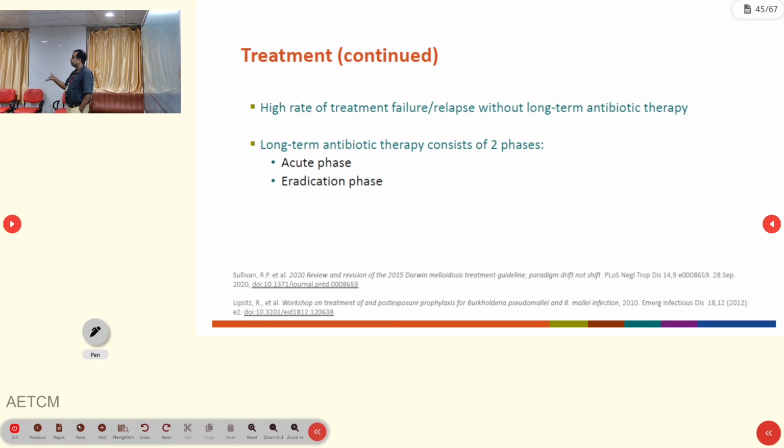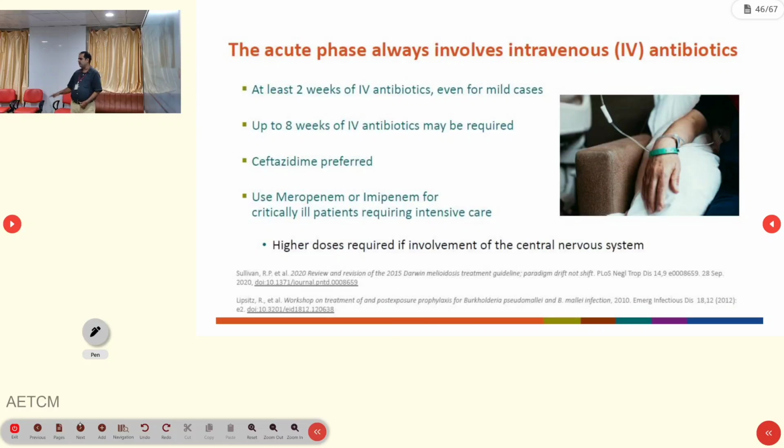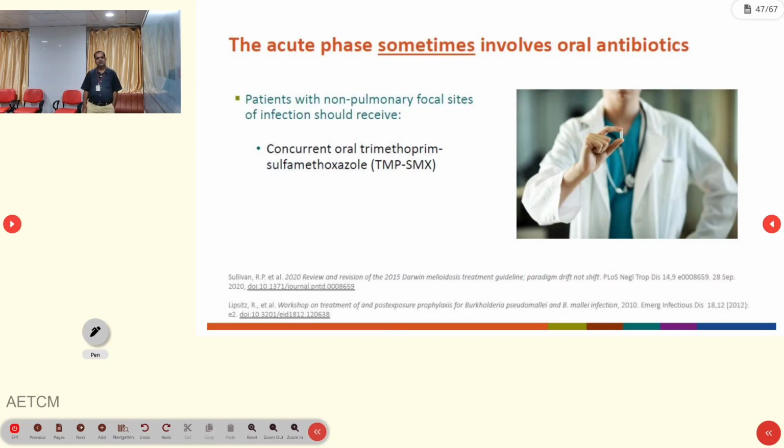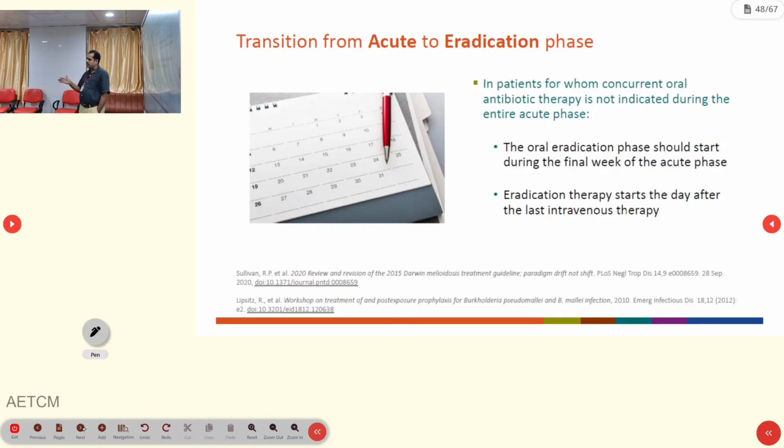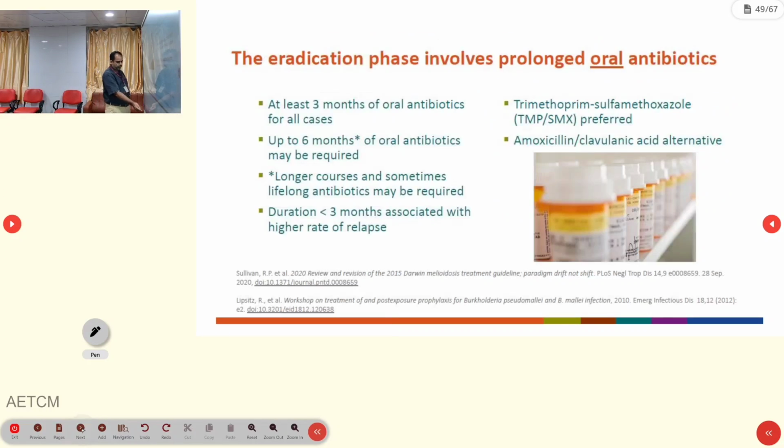It presents like TB and is treated like TB, but it is not ATT. You have an acute phase and an eradication phase. In the acute phase, you give IV antibiotics for 2 to 4 weeks or 8 weeks depending on severity: meropenem or ceftazidime or imipenem. Sometimes you add cotrimoxazole along with it if the patient is very sick. Then in the eradication phase, cotrimoxazole continues, or you add it the moment you finish your 2 or 4 weeks of intensive phase.